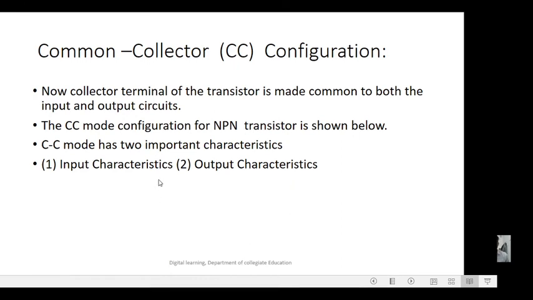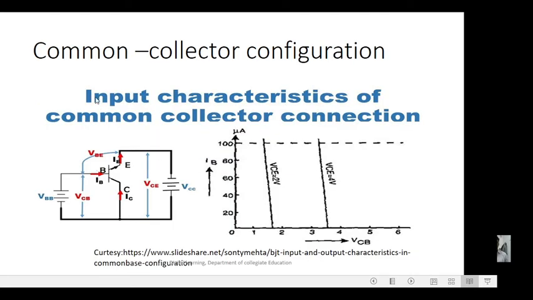Common collector configuration. Now the collector terminal of the transistor is made common to both the input and output circuits. The CC mode configuration for an NPN transistor is shown below. CC mode has two important characteristics: one is input characteristics and the other is output characteristics. Common collector configuration, input characteristics of the common collector connection.